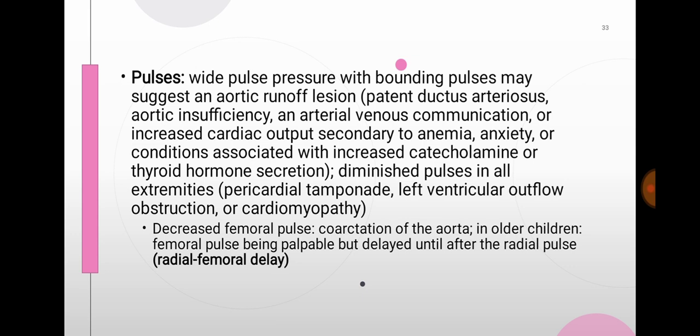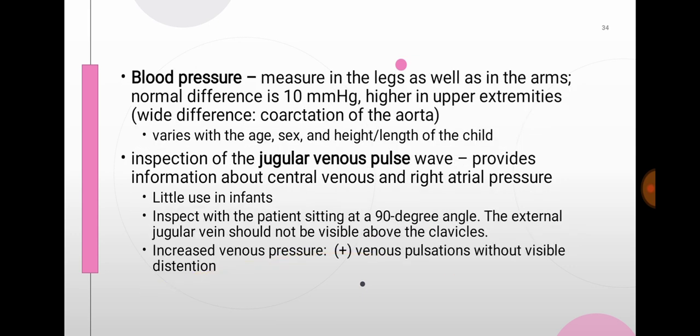Your blood pressure is also measured on all fours, right and left, upper and lower extremities. You can expect a difference of 10 millimeters of mercury between the upper and lower extremities. If it's higher than that, there might be a problem. Okay? Whenever we check the blood pressure of the pediatric age group, we don't just classify it like the adults. The normal range of the baby is, for adults, what's the normal?